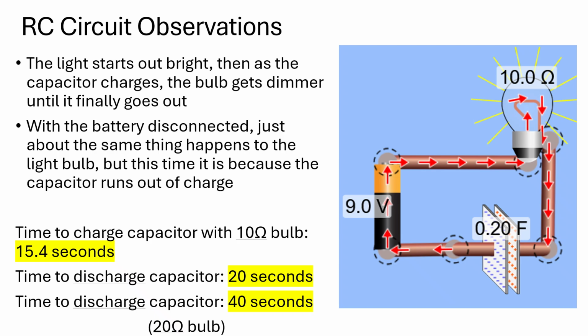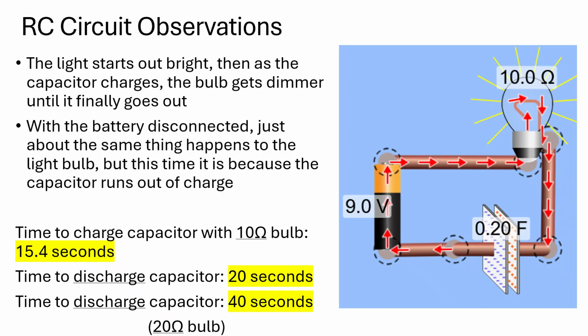An RC circuit is just a circuit that has a resistor and a capacitor. So in this circuit, when we first start out, the bulb shines bright, but as it goes through, the capacitor charges up, there's not as much current flowing through the circuit, and the bulb slowly fades out.